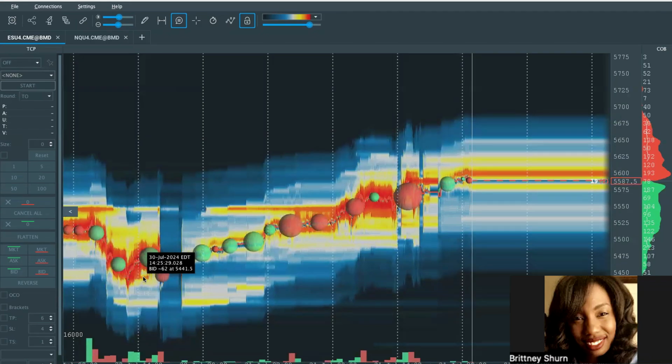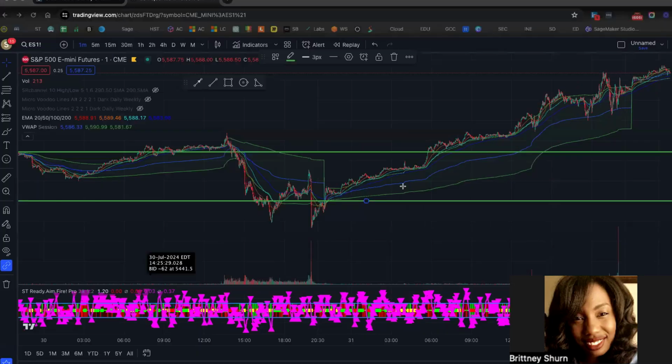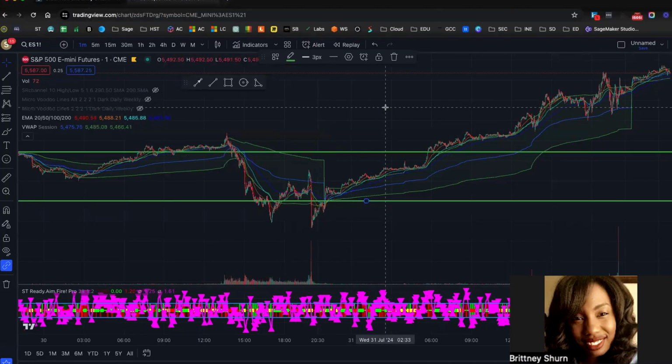I saw red and I saw orange. That's going to tell me there are dense orders there, that there are some orders sitting around that level. And when I saw that, when I came into my chart, I said, yep, we're going to have a go here. And where did I set my stop loss, Angelo?